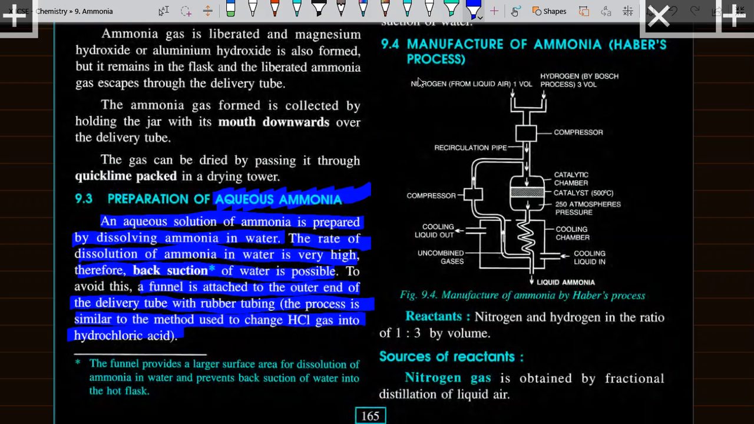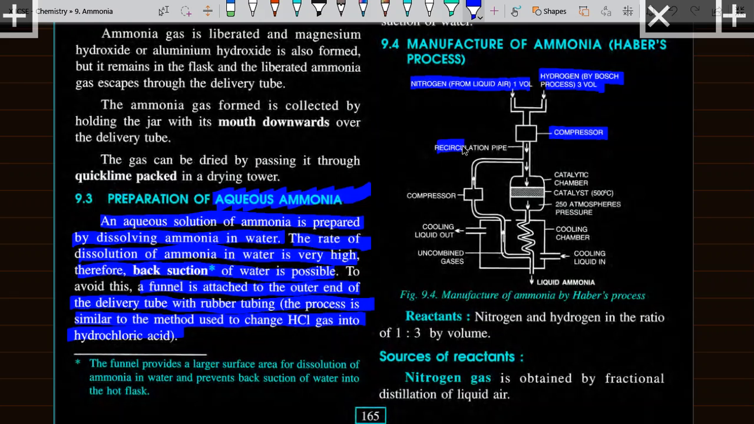So the reactants are nitrogen from liquid air, 1 volume, and hydrogen by Bosch process, 3 volume. Bosch process you have studied in class 9. Okay, so we have two of our constituents of ammonia, nitrogen 1 volume, hydrogen 3 volume. They are put into a compressor where they are compressed together.